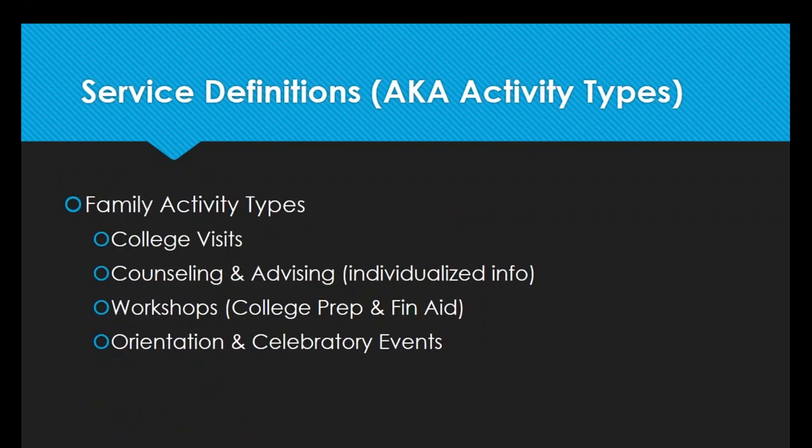And then for family activity types, it's a little bit simpler. There are four types. One is college visits, which we really encourage you, anytime you're taking students on a college visit, to also include family. Then counseling and advising, which is individualized information. So it's when it's really focused and tailored to the individuals that you're talking to. Then there are workshops, and those typically are about some kind of college prep or planning and/or financial aid. And then we have a category for orientation and other celebratory events.